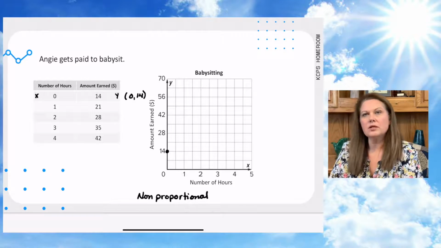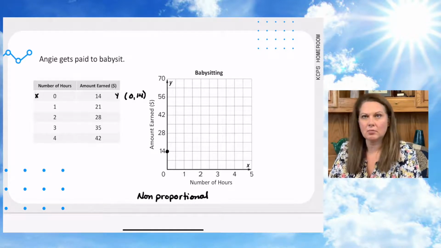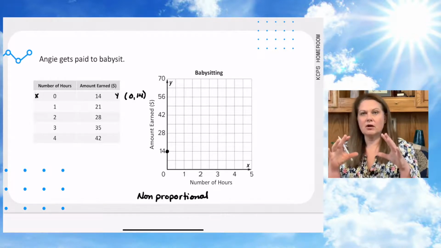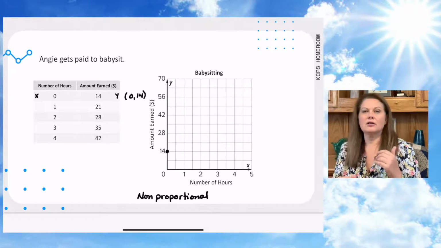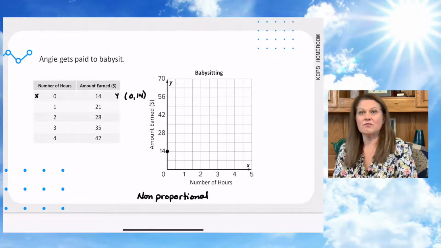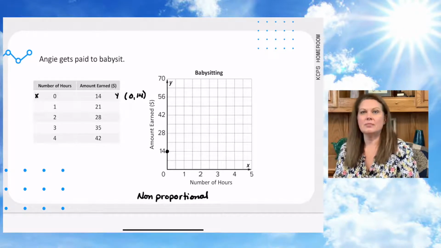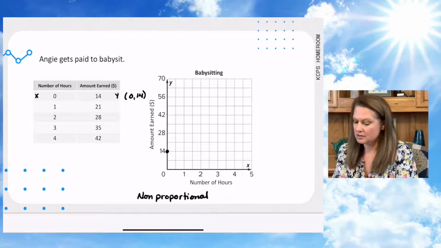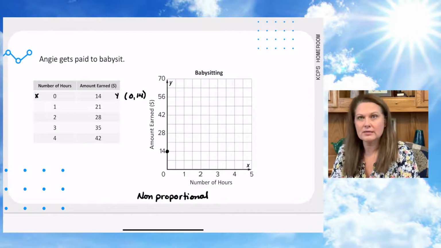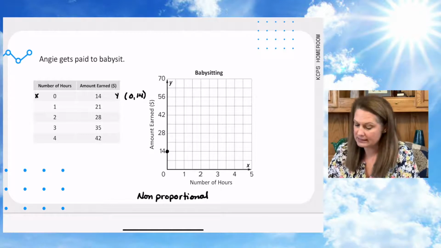Now, one thing that you need to remember when a graph is non-proportional, that point 0, 14 means that Angie's going to get $14 for just showing up. She's not going to work any time at all and earn $14. Let's go ahead and graph so we can see if this forms a straight line or not. It may not have either of our characteristics.